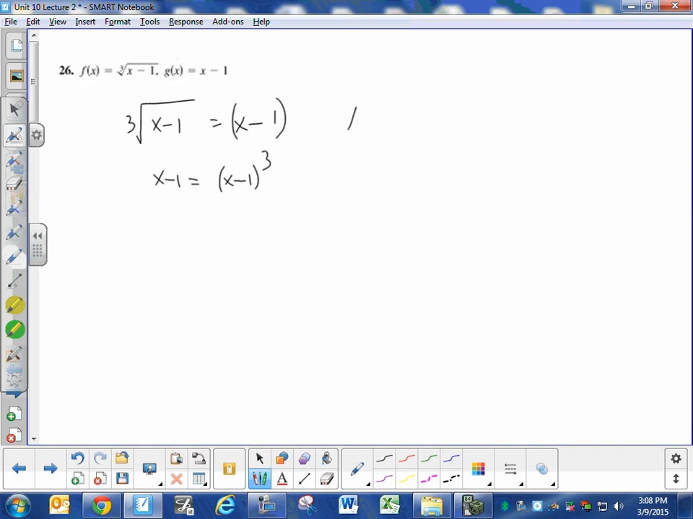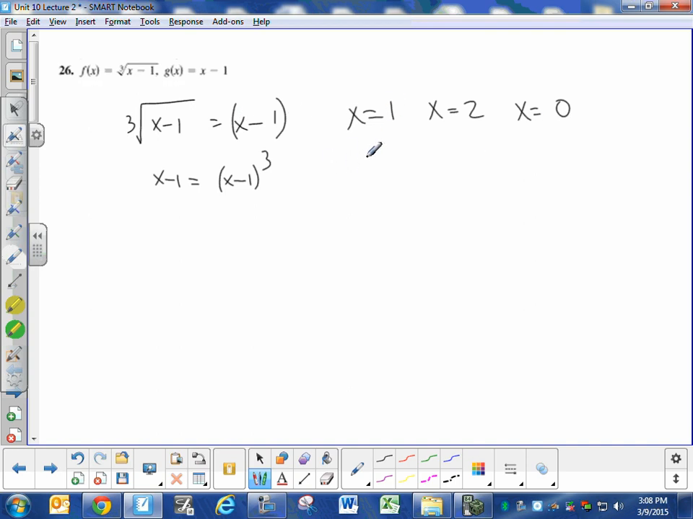So I know when x is 1, we get the cubed root of 0 equals 0, so that works. I know that when x is 2, I get the cubed root of 1. Well, that's just 1, and I get 2 minus 1. That's also 1. So that works. And it turns out if I pick x is 0, I get the cubed root of negative 1. Well, that is negative 1, and I get negative 1 over here, so that works.